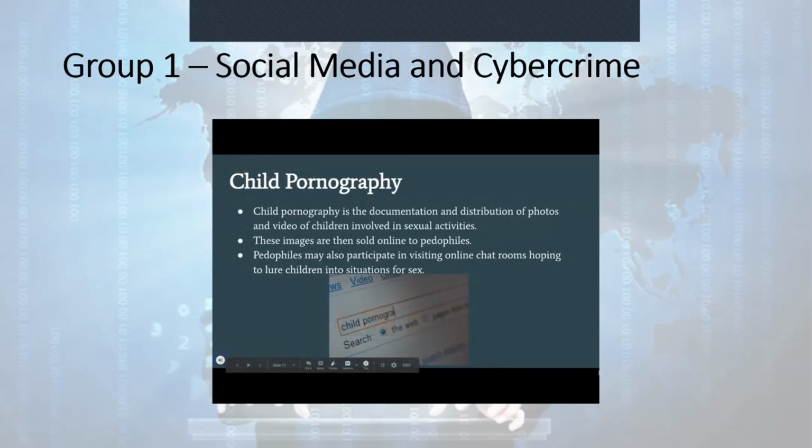Another type of cybercrime that takes place on the internet is child pornography. This is the documentation and distribution of photos and videos of children involved in sexual activities. These images are then sold online to pedophiles. These pedophiles may also participate in visiting online chat rooms hoping to lure children into situations for sex.